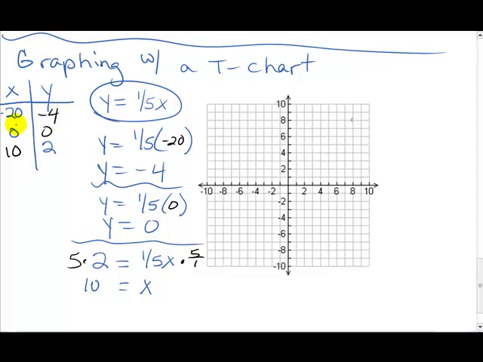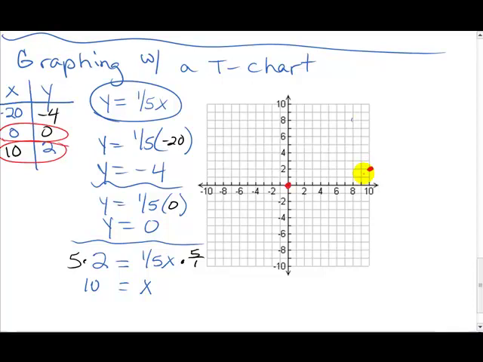Now this graph isn't big enough for me to graph all 3 of these. I don't have a 20 on here. But you will be practicing graphing. So these are your ordered pairs going across. So I'm going to look at the 10 and the 2 and the 0 and the 0. Here's my 0, 0. And then 10 and 2.